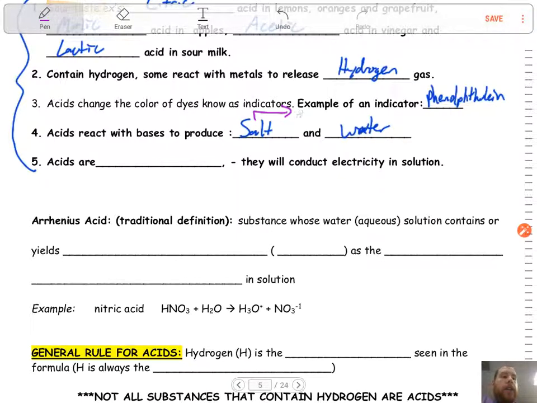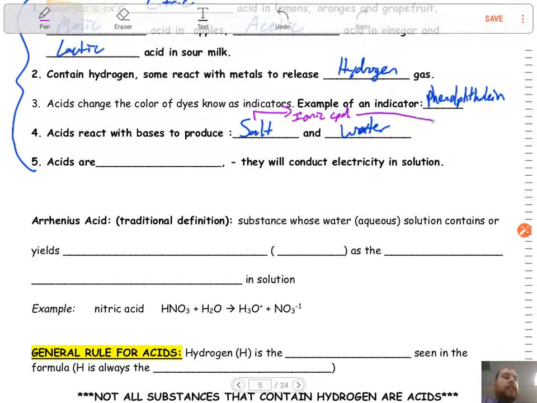It's an ionic compound. Salt just means any ionic compound. So it doesn't have to have chlorine in it. It doesn't have to have sodium in it. Sodium chloride is the biggest example of salt because we use it every day, but it's any ionic compound.